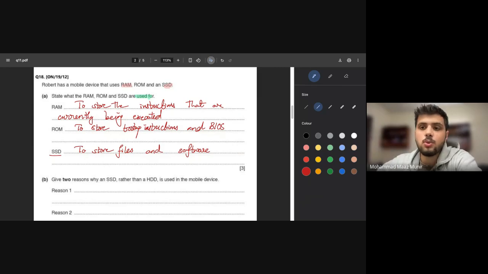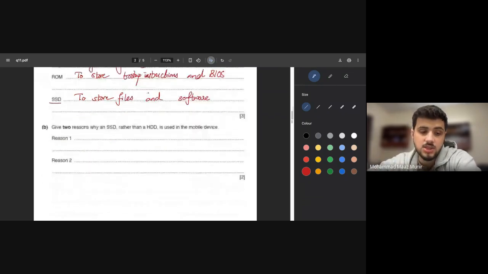क्योंकि अगर मैं शुरू में इसको पहली नजर में देख रहा था ना तो what I felt was that we are basically talking about what RAM. We need to basically define what's RAM, ROM, and SSD. But आखिर में मैंने देखा कि okay, it's saying used for. So it's really important आप पूरे question को अच्छे से पढ़ें.